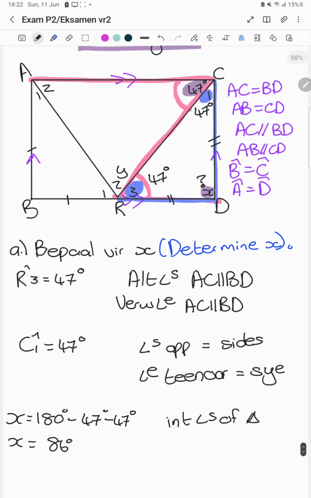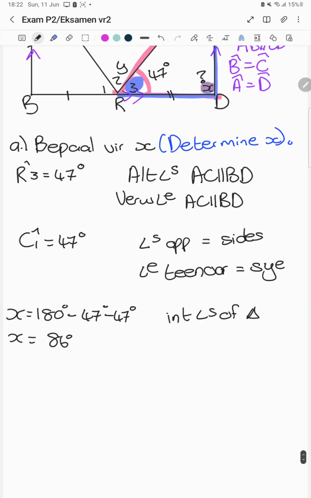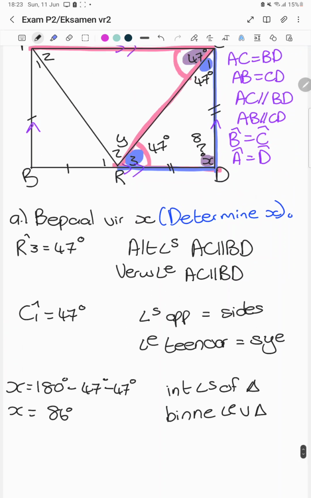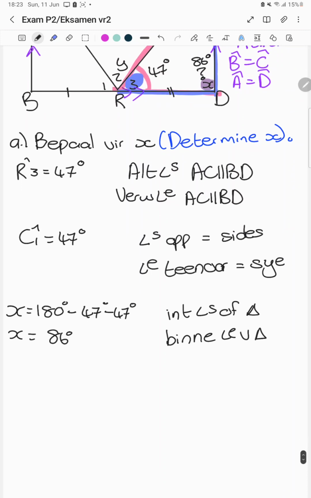Okay, ons kan sien dat hoek X, omdat daar 'n driehoek is, weet ons dat hoek X gelijk is aan 180 grade minus 47 minus 47. My rede, binnehoeke van 'n driehoek. Oeps. Alright, so now I know that this is 86. And we're asked to determine for x, that's exactly what we did.